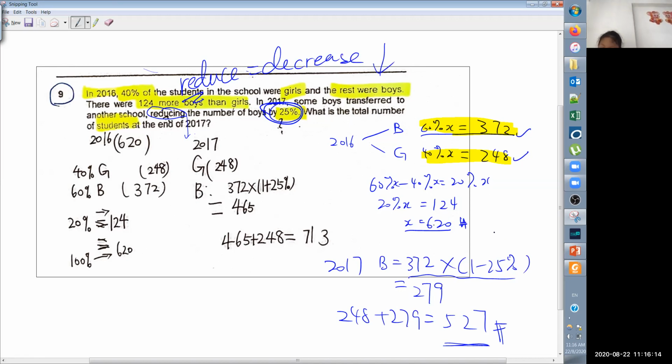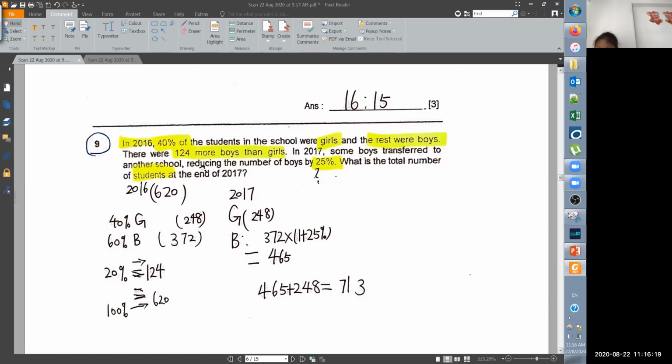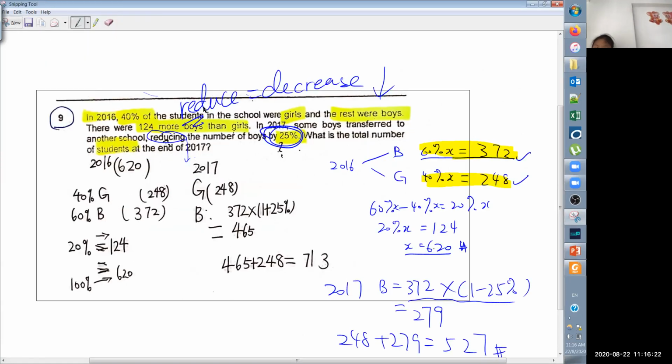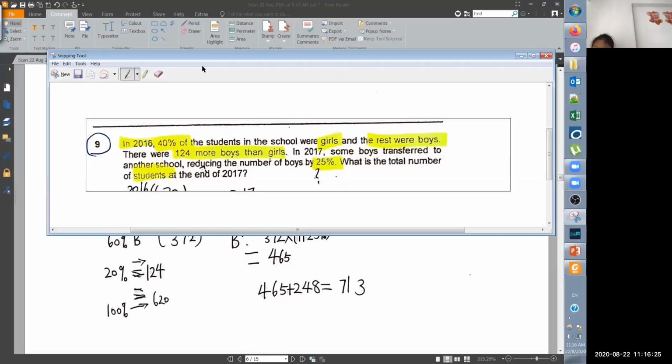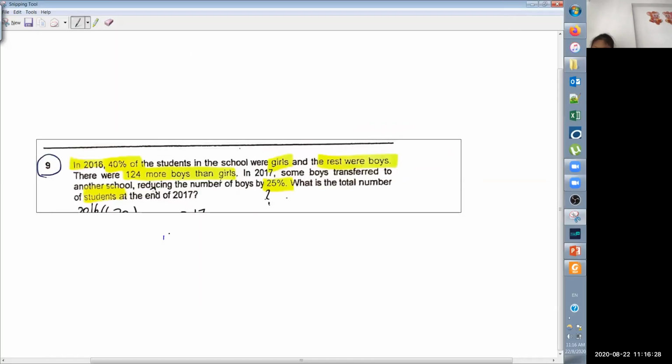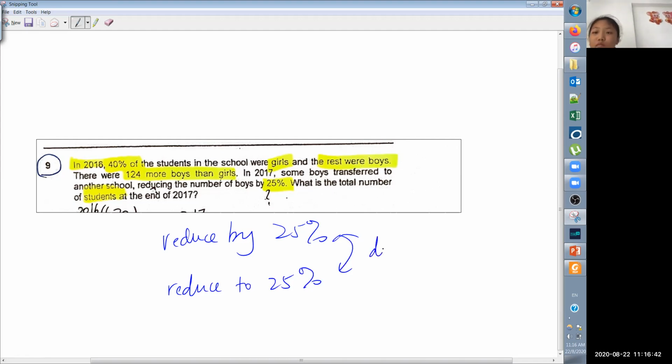Okay, I want to caution you about this also. So over here the question says reduce by 25%. What about reduce to 25%? What's the meaning of, is there a difference between these two? What is the difference? If there is a difference?